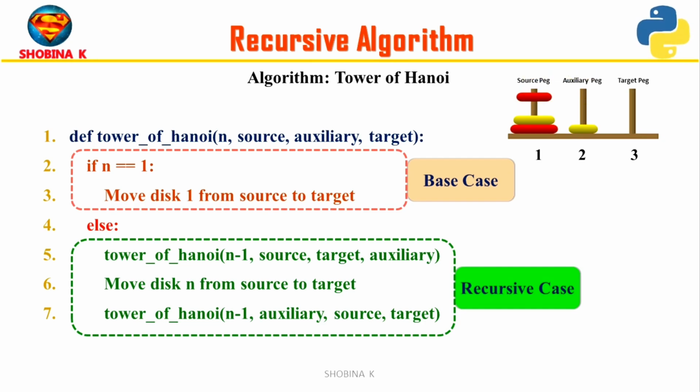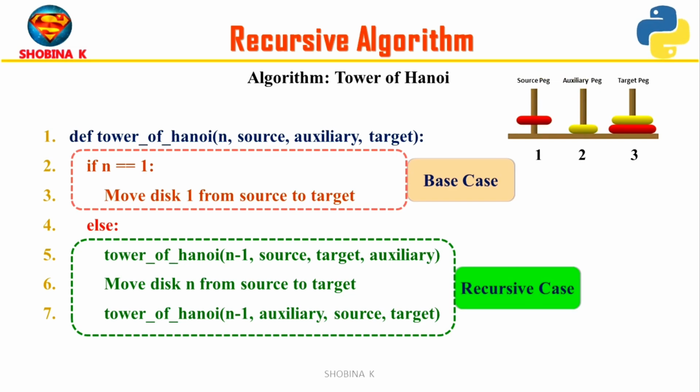In line 1, we define a function called Tower of Hanoi that takes 4 parameters: n, the number of disks; source, the source peg; auxiliary, the auxiliary peg; and target, the target peg. And next we have the base case, and this line checks if there is only one disk to move. If it is true, the algorithm executes the following line. So in the base case, when there is only one disk, it prints or represents the move of the smallest disk from the source peg to target peg.